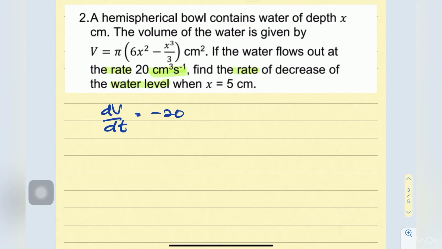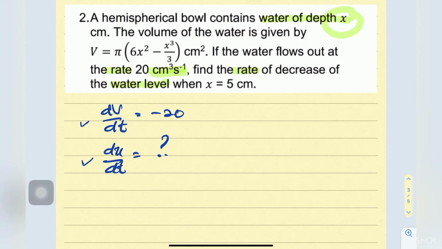Just now, water level is x. So meaning that you have to find dx/dt, the rate over dt. So dx/dt equals to whatever. Now before we answer this question, you have to create the chain rule. To create the chain rule, you must have 3 expressions. Now we only have 2. The first one is dv/dt, this one is dx/dt.